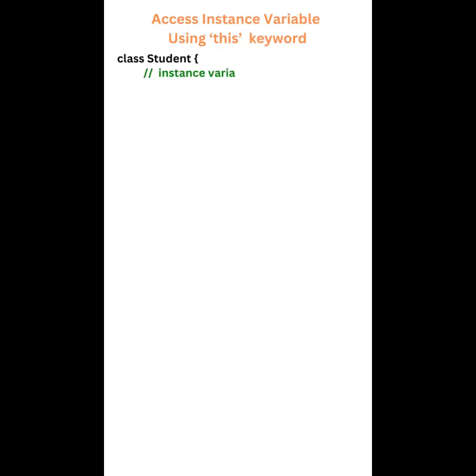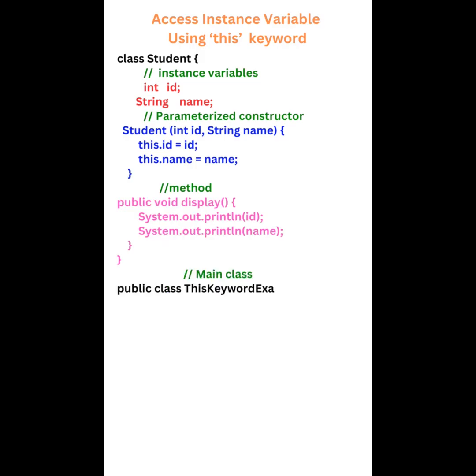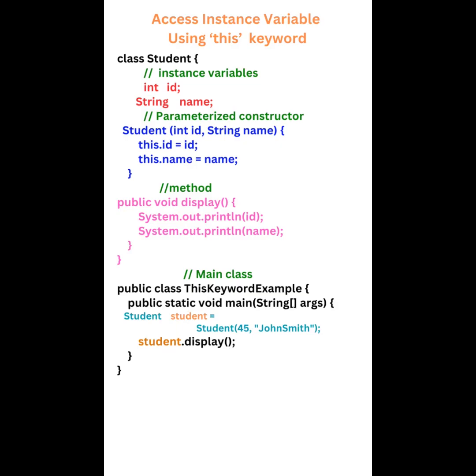Let us understand this keyword with an example. Access instance variable using this keyword. In this program, the instance variables and method parameters share the same names. So we use this pointer with instance variables to differentiate between the instance variables and method parameters.